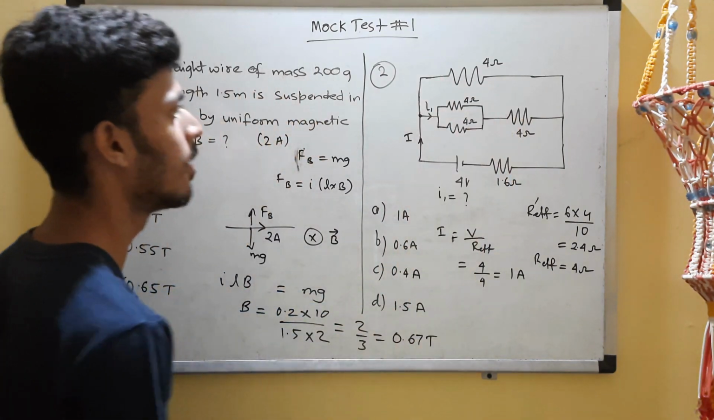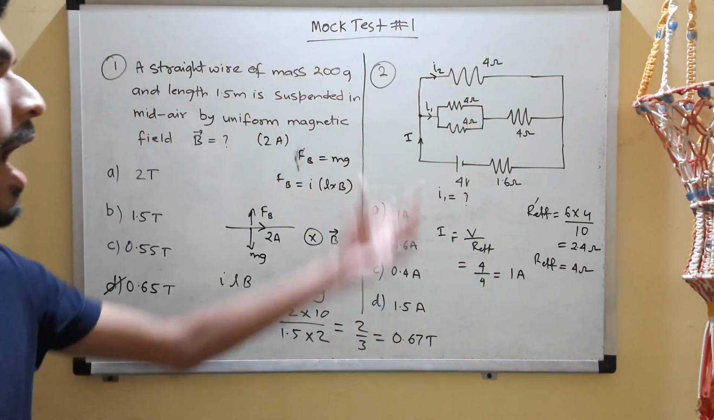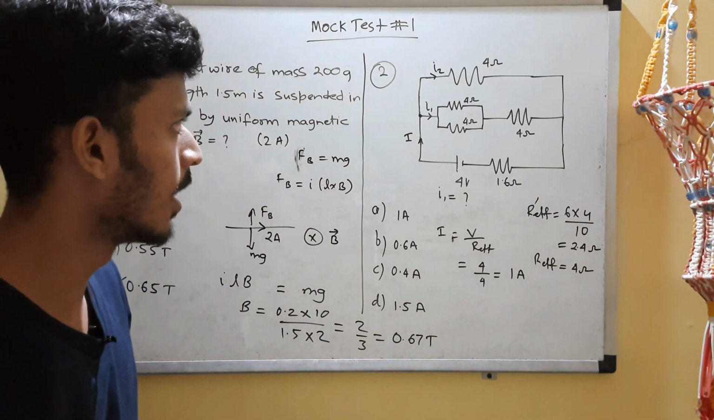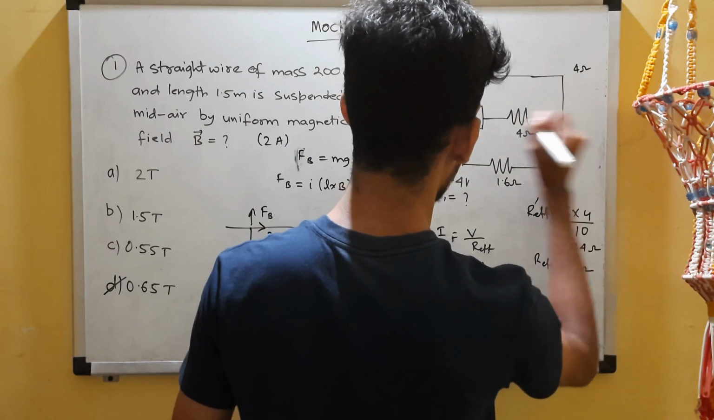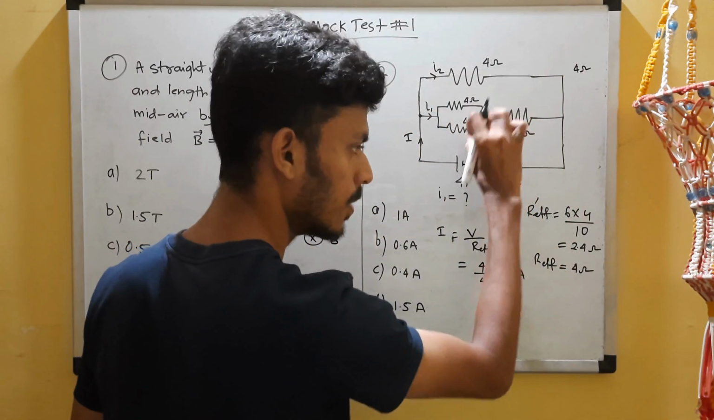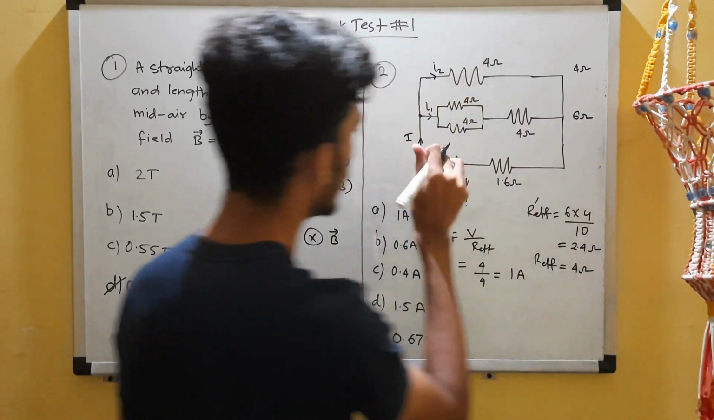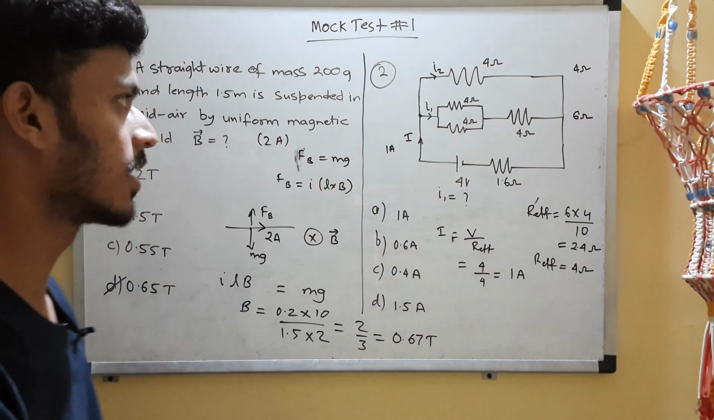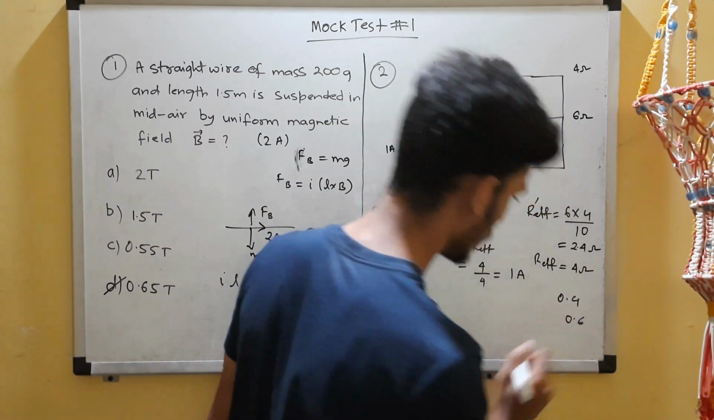Now it will split up, of course, into I1, and I can call this I2. So we have to find this I1 now. How will we find it? Actually, there is a direct formula. You can see the resistance over here is 4 ohms, and the resistance over here is 2 ohms plus 4 ohms, that is 6 ohms. So you can divide this current, which is 1 ampere, in the ratio 4:6. That will be 0.4 and 0.6, right?